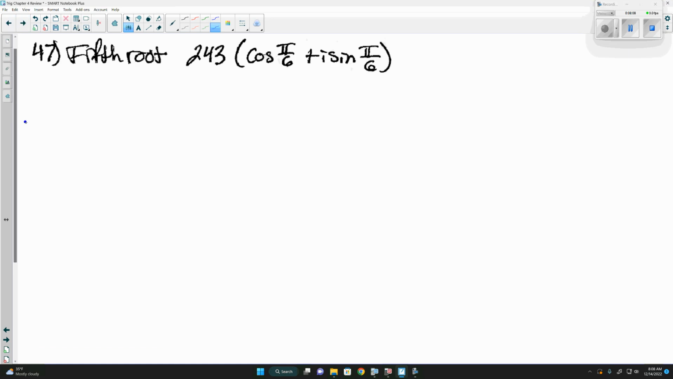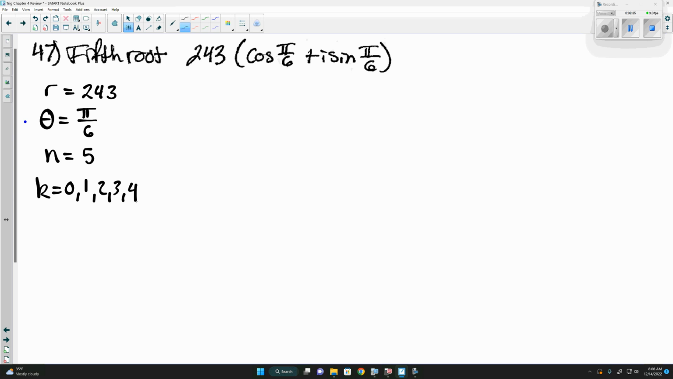The fifth root of 243 cosine of pi over 6 plus i sine of pi over 6. Now this one is kind of nice because it tells us that r is 243, and it tells us that theta is pi over 6. n is 5, which means k is 0, 1, 2, 3, 4. We're going to have 5 roots that we're going to take.